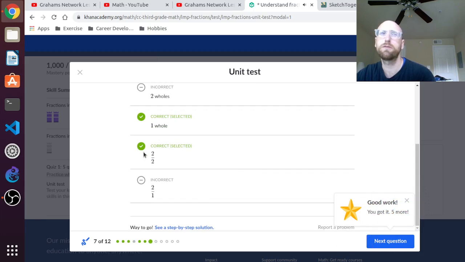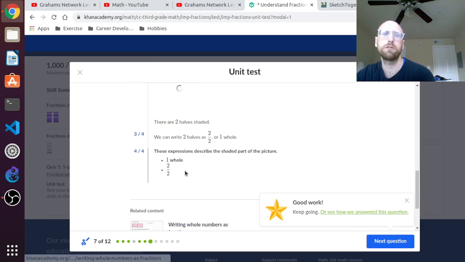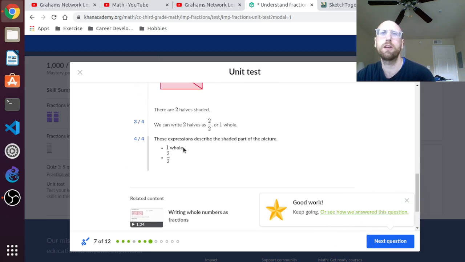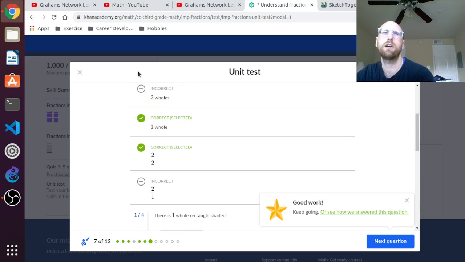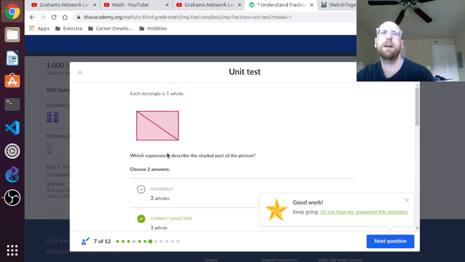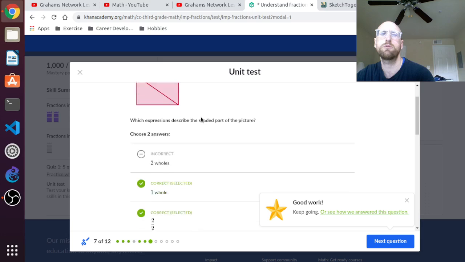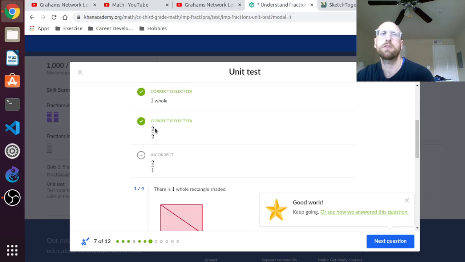Let's read the explanation for this one because it's not entirely clear. Okay, so you can just write it differently. You can have the denominator be for each of these halves, and then if you have 2 halves and you've got 2 shaded in, that's the same as one whole. So this answer is also correct.